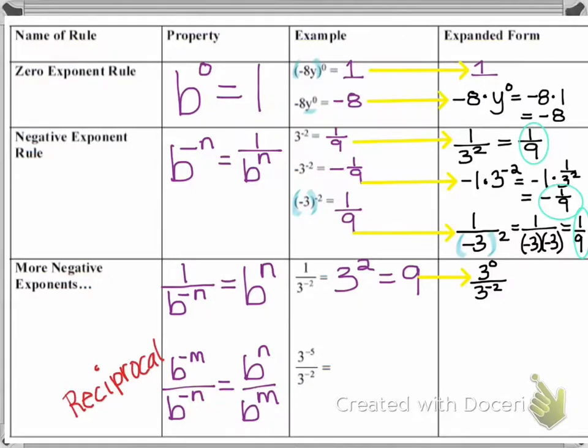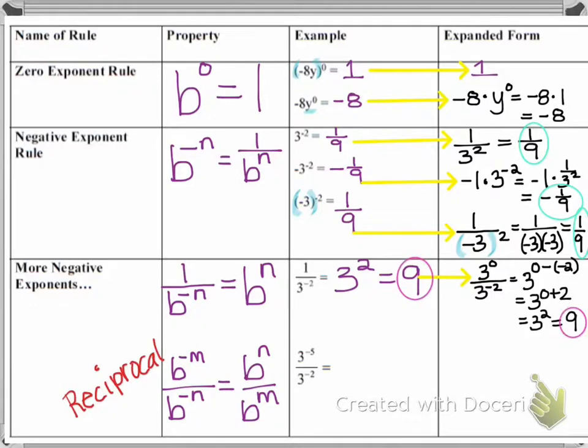So now I can use the quotient rule, which tells me I take the numerator exponent and subtract the denominator exponent. So this becomes 3 to the power of 0 minus negative 2. Be careful there. I have minus and then the negative 2. Well, we know that becomes 0 plus 2. So this becomes 3 squared, or just 9. So that's why the rule works.